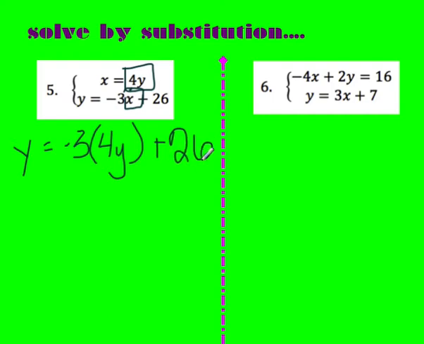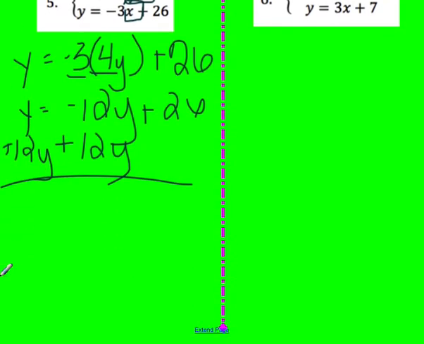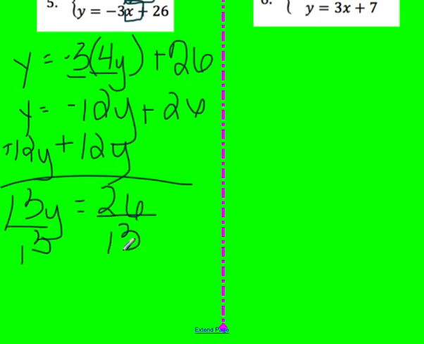And now I need to solve for y. So I have y, negative 3 times 4 is going to give me a negative 12y plus 26. So then I'm going to add 12y to both sides. And then y plus 12y is going to be 13y, and that's going to be equal to 26. So now I need to continue solving for y, so to do that, I'm going to divide both sides by 13. So then I get y is equal to 26 divided by 13, which is 2.